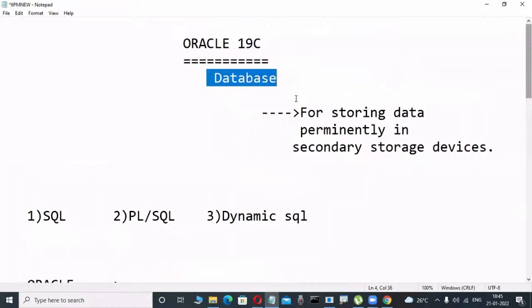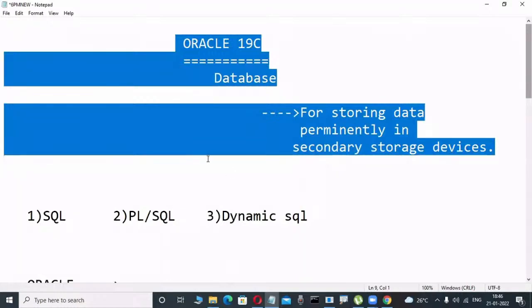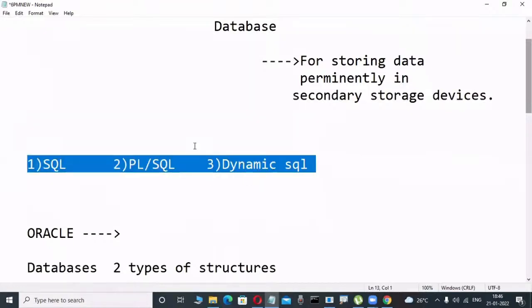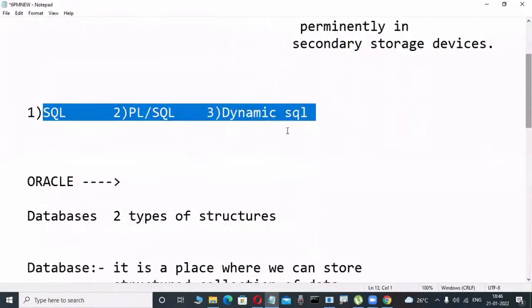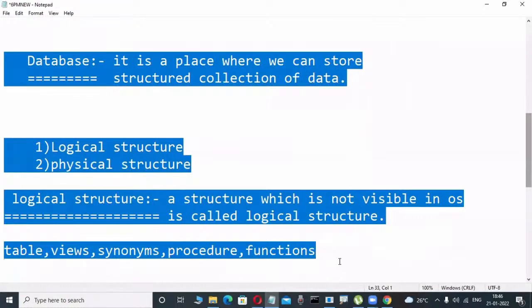What is the purpose of databases? Not only storing the data permanently, but also efficiently retrieving and fetching the data from some place. If you want to operate this Oracle software, we use SQL, PLSQL, and dynamic SQL languages. Anywhere we learn an Oracle course, these three things are there. That is a very small thing I'm telling.